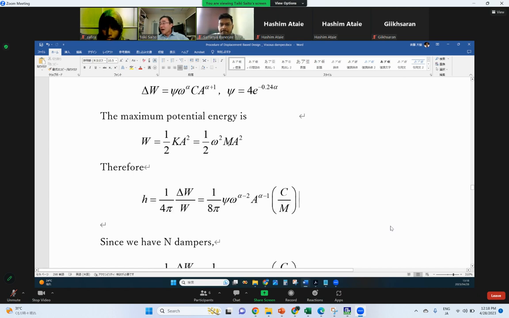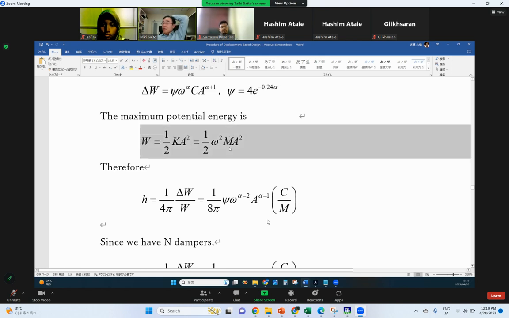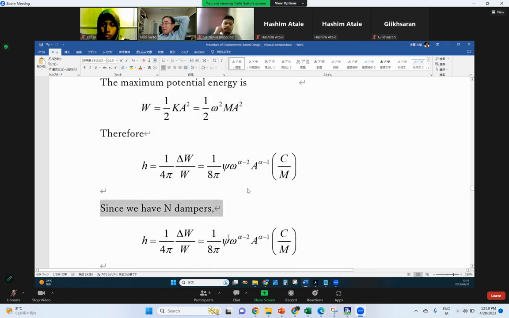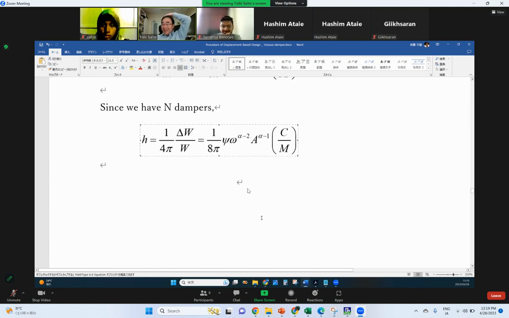But I'm still thinking how to get M, because the damper is arranged on every story. This is the case of only one degree of freedom. So if we have many dampers, I was thinking how to get this potential energy. If we have n dampers, maybe this will be some eigenvalue problem. So I didn't finish it.